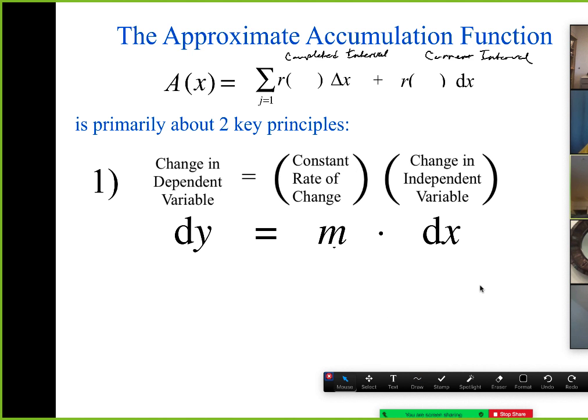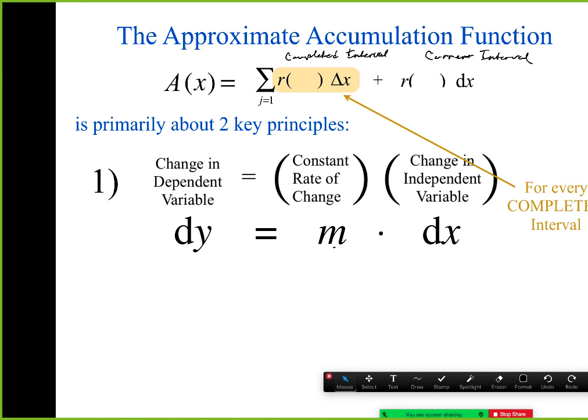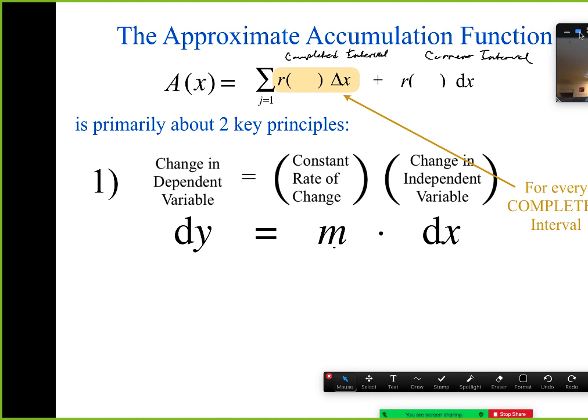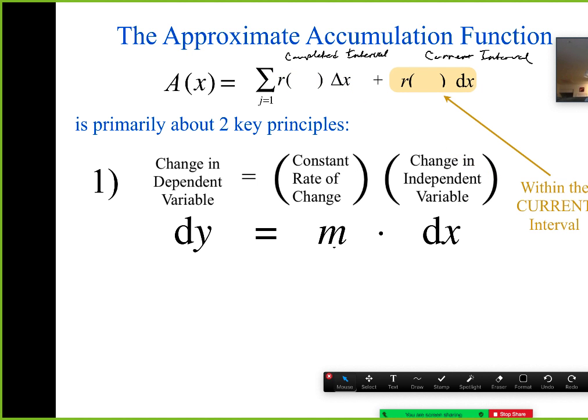Okay, next one, another important principle. Okay, so here we go. I cannot get this thing to be out of my way. All right, there we go. I guess we'll do that. So this is for every complete interval and within the current interval. There it is, okay? Next principle.